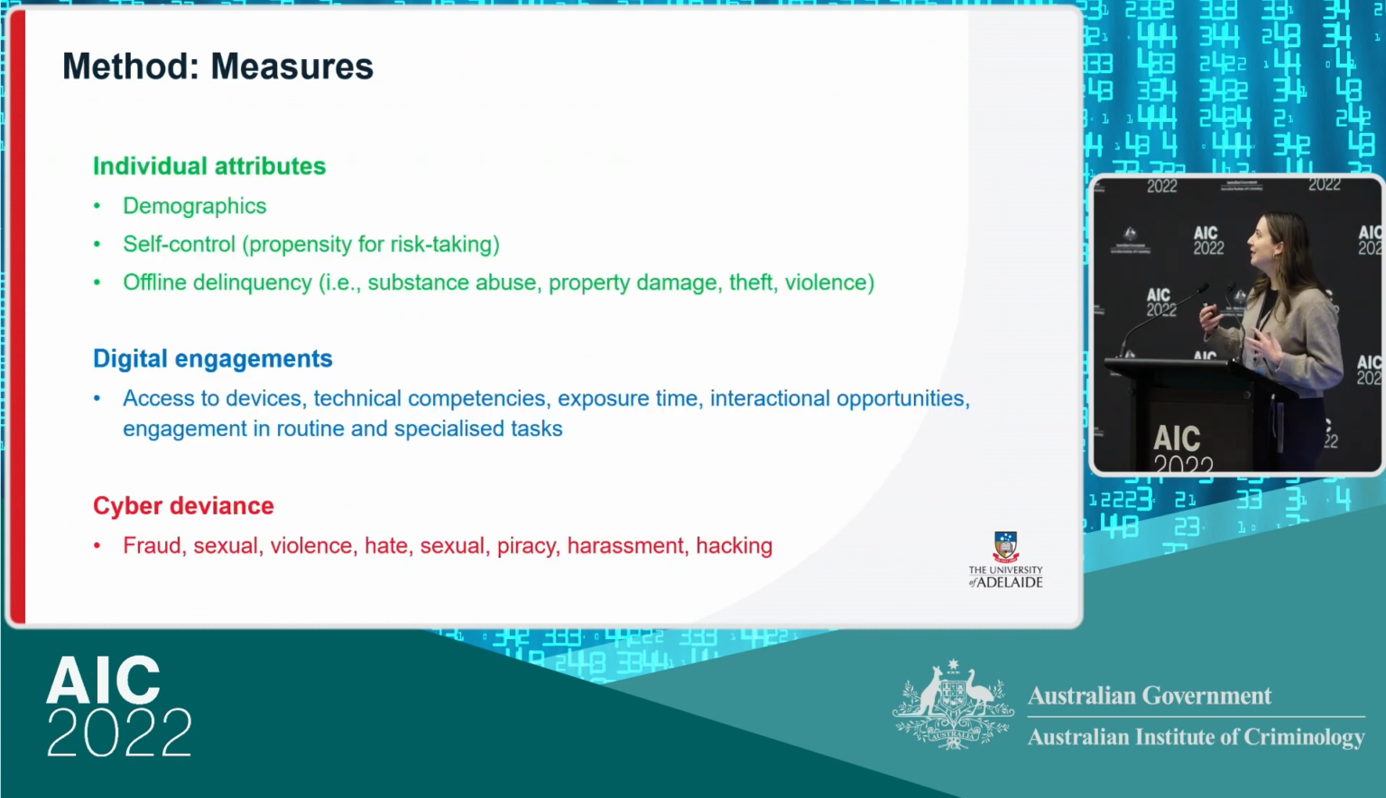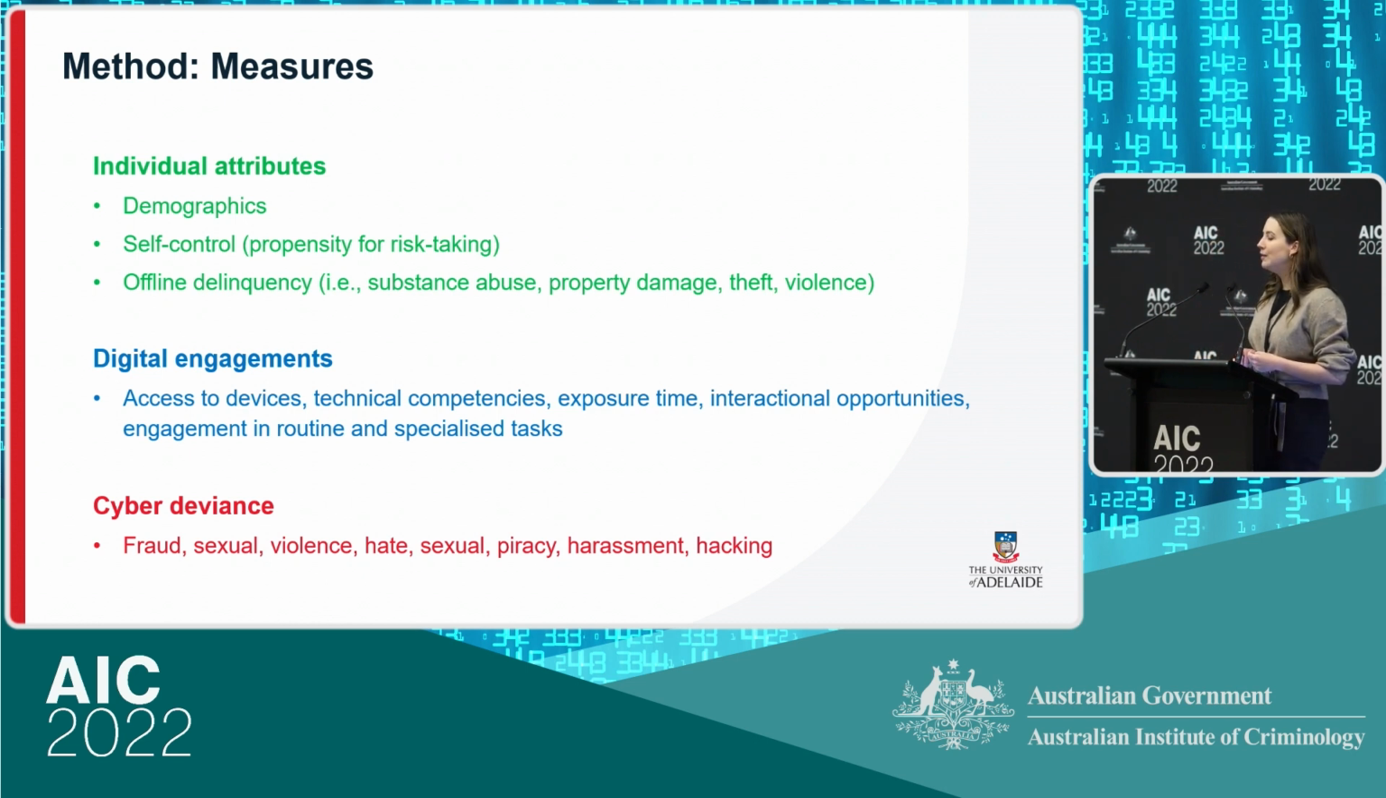So what have we got to look at? The survey was quite comprehensive, went for about half an hour, so we had a few groans from students in the classroom when we went in, but they got to not do schoolwork and do the survey instead, so I think they were happy to do it. And we asked about 3 broad categories of engagement. So we asked about individual attributes, so those demographics that I just spoke about. We looked at their level of self-control, so their propensity for risk-taking behaviours, and what they were engaging in offline in terms of crime and delinquency, so physical delinquency.